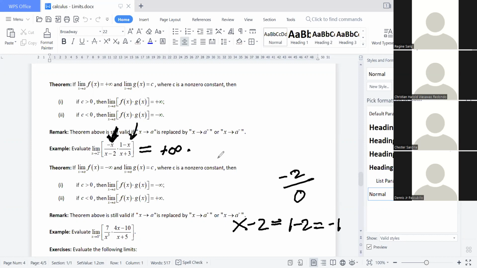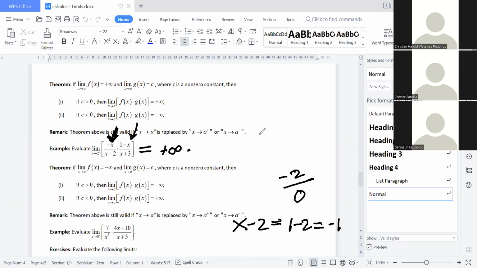Now, here. What's the answer here? As x approaches 2, negative 1 over 5. Negative 1 over 5. Very good. Now, this one? It's a product. Positive, negative. If it is positive times negative, the answer should be negative infinity. Right? Okay.